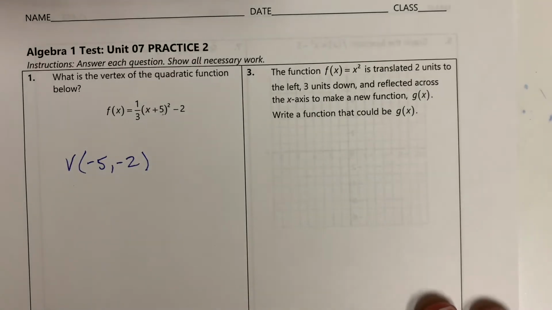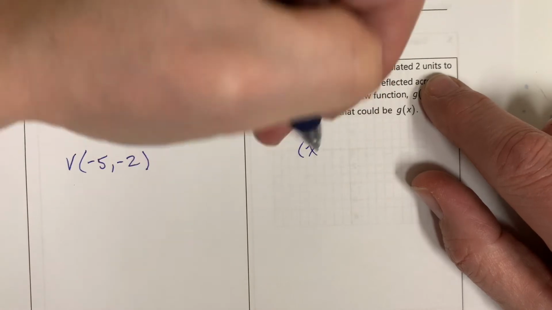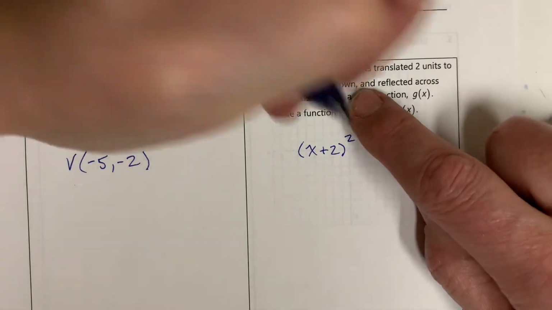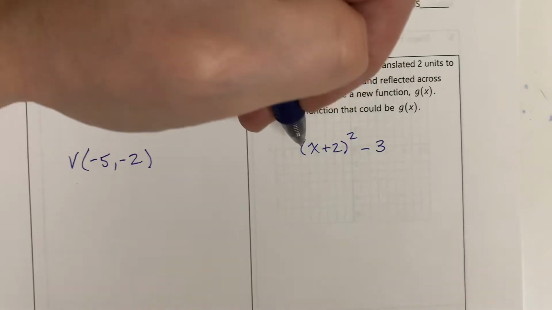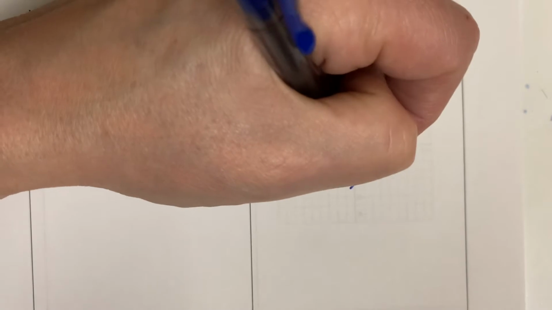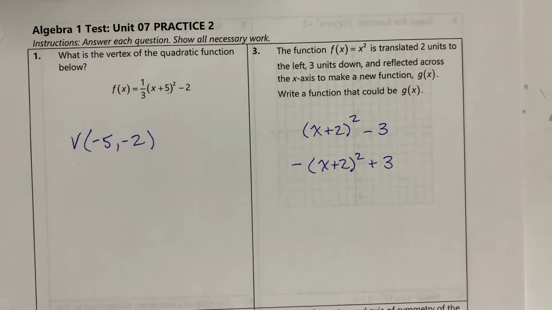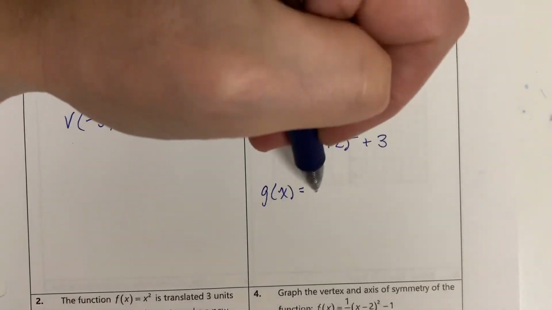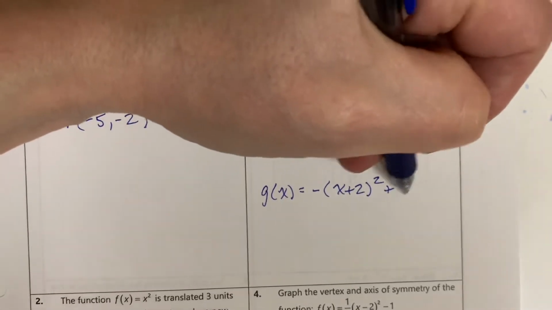Number 3, we are going to first translate it 2 units to the left. So that would be x plus 2 squared. We're going to move it 3 units down. But now we're going to reflect it across the x-axis. So we're going to change the signs of both the terms. So negative x plus 2 squared plus 3 is what my function needs to look like on the right-hand side. So my final answer would be g of x equals negative x plus 2 squared plus 3. And that's it.